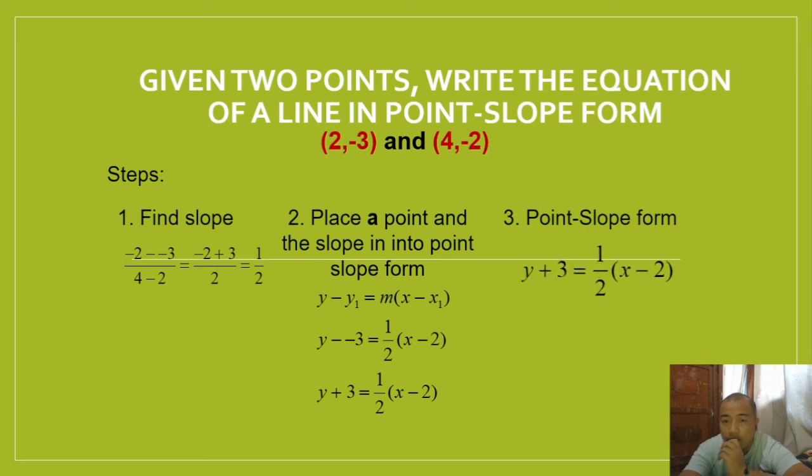So the point slope form is y plus 3 equals 1 half times x minus 2. Solve for y and get the slope intercept form, y equals 1 half x minus 4. Right? 1 half x minus 1 minus 3, kasi transpose mo yung 3, magiging minus 4.